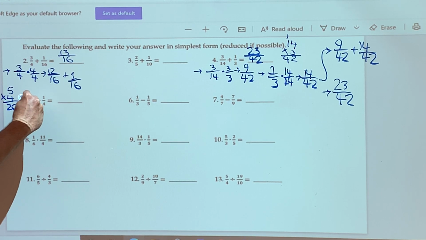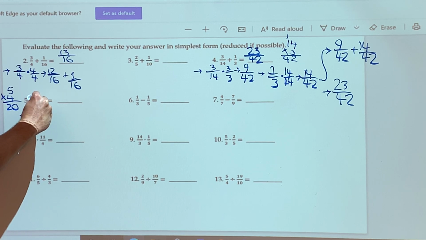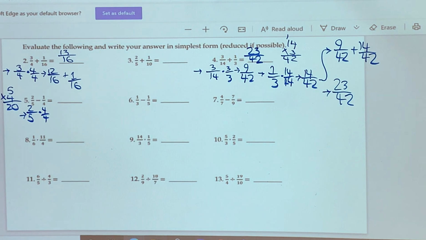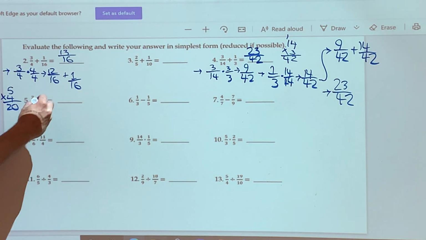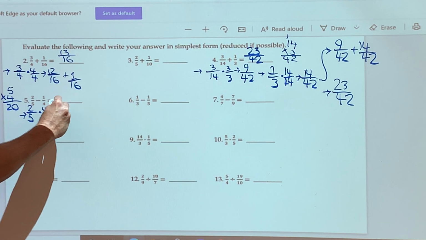So that means this then. That means I'm going to take 2/5. And how do I get 20? I multiply top and bottom by 4. Because 5 times 4 in the denominator gives me 20. And so that's going to give you now 8 over 20.